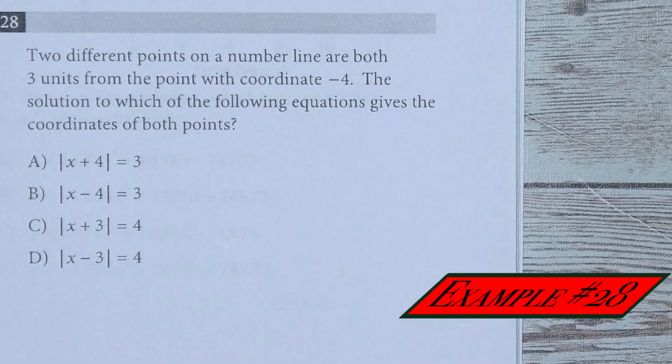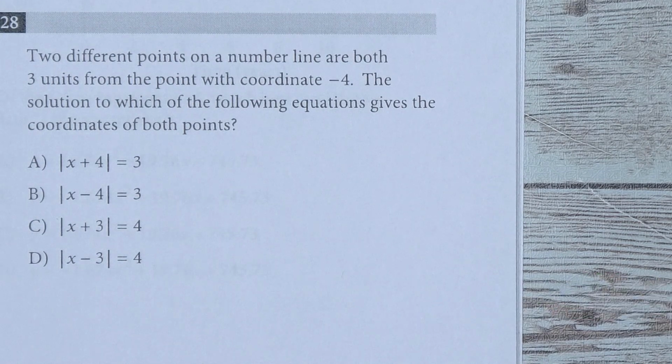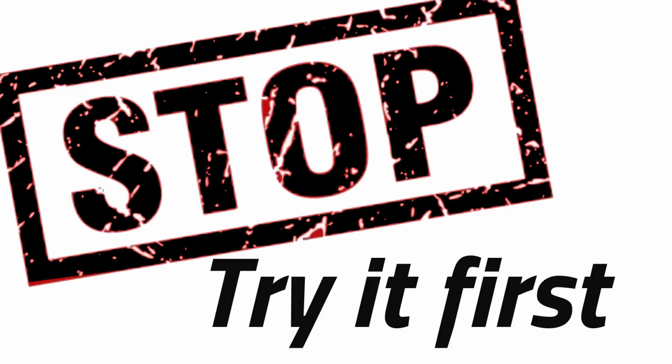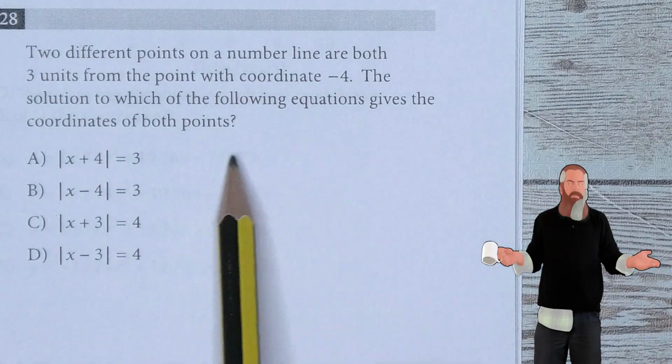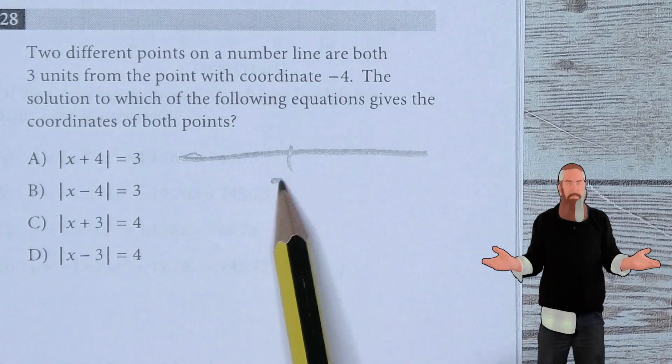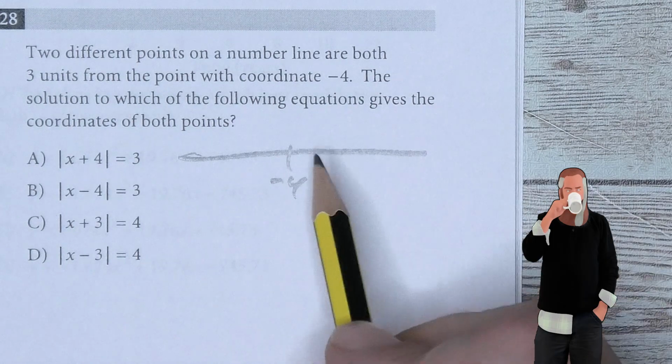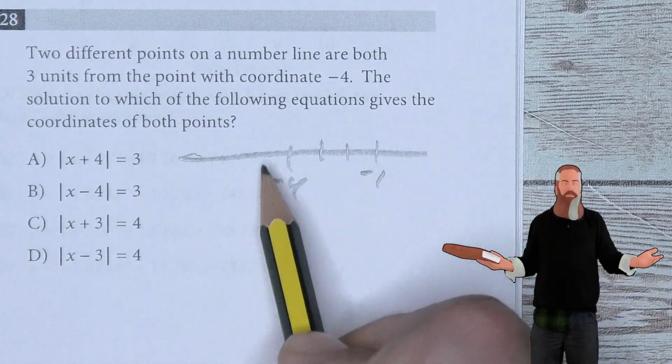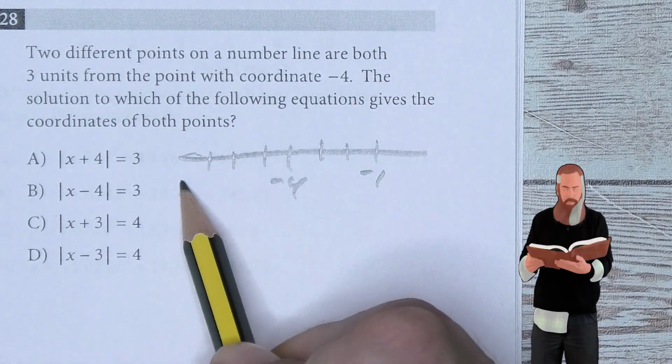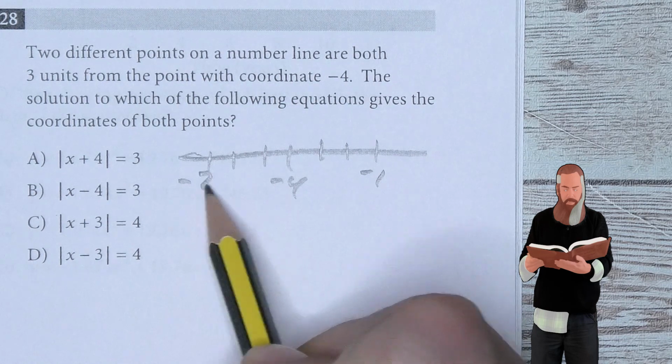Two different points on a number line are both 3 units from a point with coordinate -4. The solution to which of the following equations gives the coordinate for both points? I start with a really simple idea. I know that I am at -4, and 3 to the right would give me -1, and 3 to the left would give me -7.